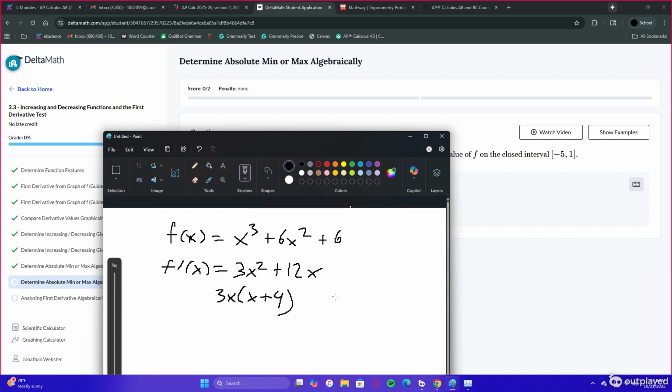So your values here would be x equals 0 and x equals negative 4, which both fall on our interval, so we can use those to check our max or min. So f of negative 5, f of negative 4, f of 0, and f of 1.